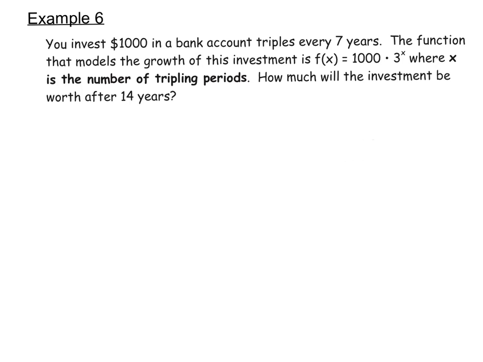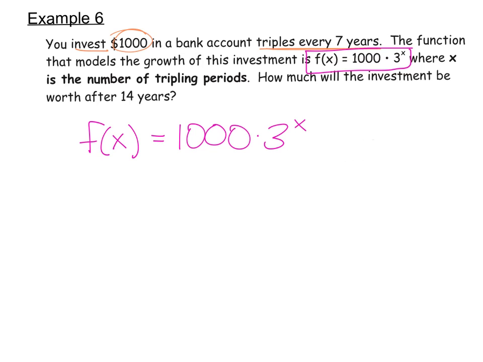Last but not least, we have a story problem, and I'm going to go ahead and annotate as I read this problem. So you invest $1,000 in a bank account, and your money triples every 7 years. Now they gave us a function that models our investment. I'm going to rewrite it just so we can see it more clearly. It says f of x equals 1,000 times 3 to the x. Notice the 1,000 is what we start with, and it triples, which is our b value, every 7 years. It says x is the number of tripling periods. And we want to know how much our money is going to be worth after 14 years.